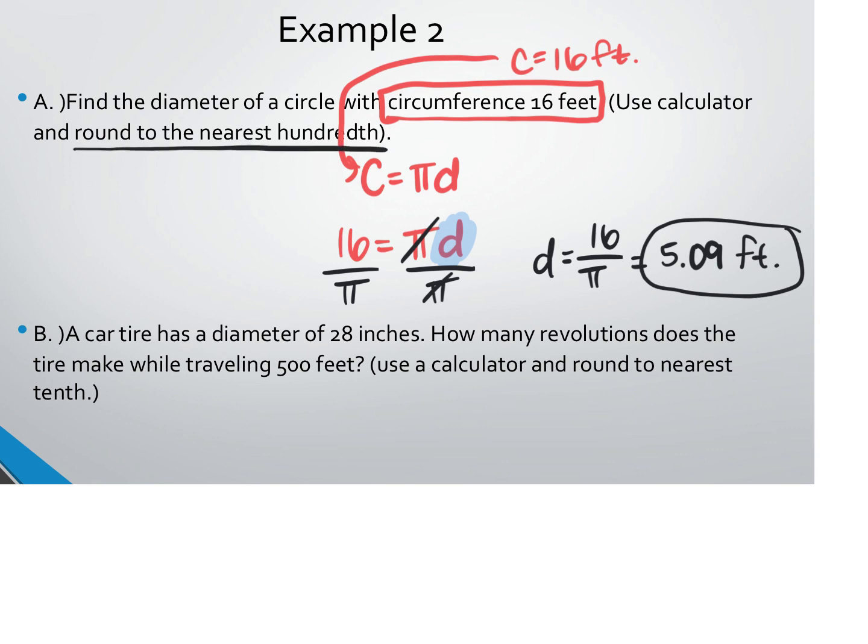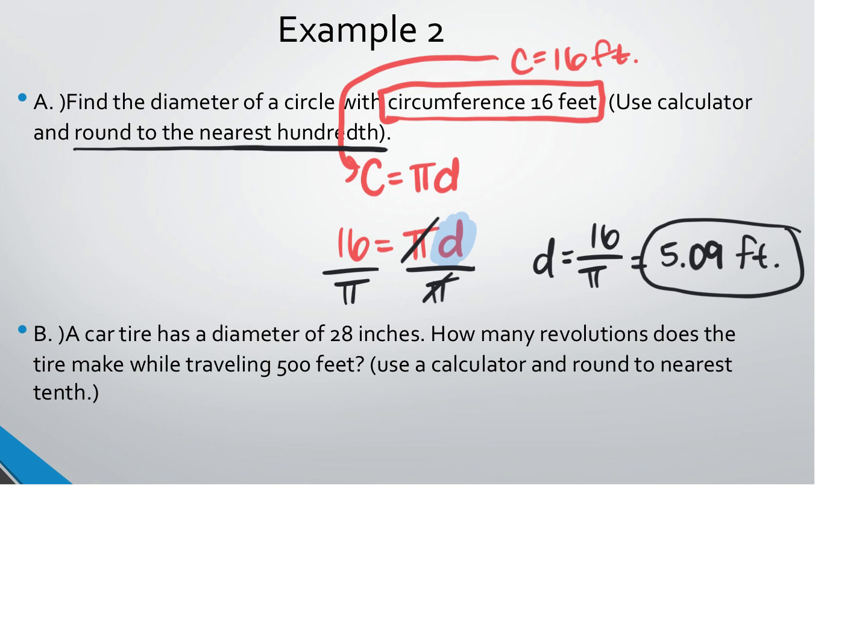It says round to the nearest hundredth, okay? If it does not say to round, what are we going to round to? The nearest tenth, okay? But if it says specifically what to round to, you have to understand to round to that. Questions? Talk to me.